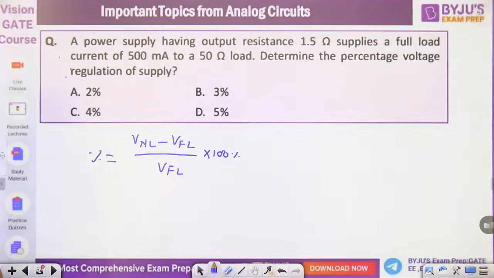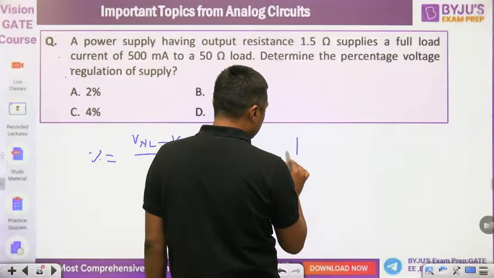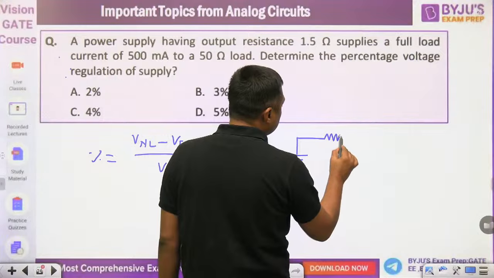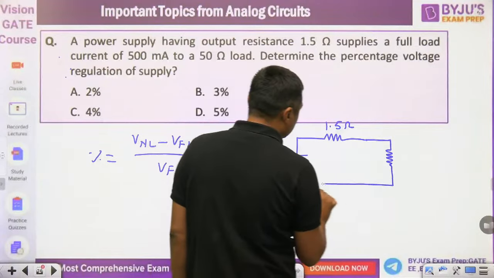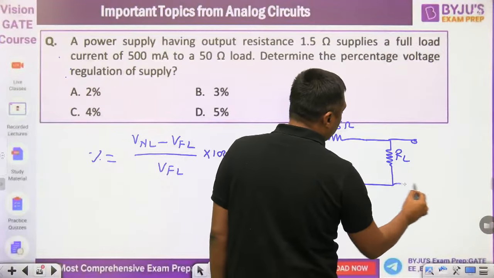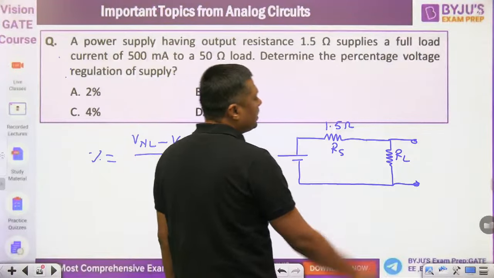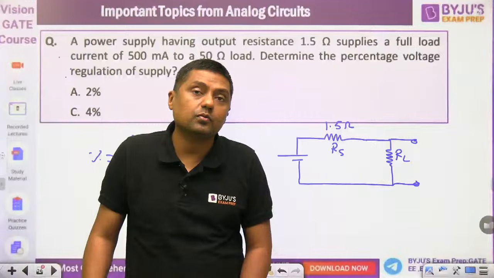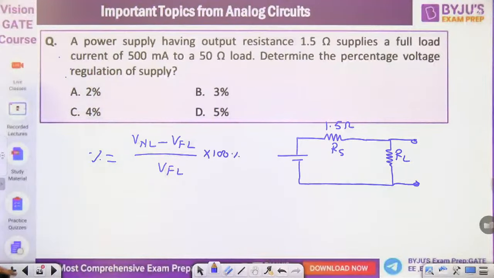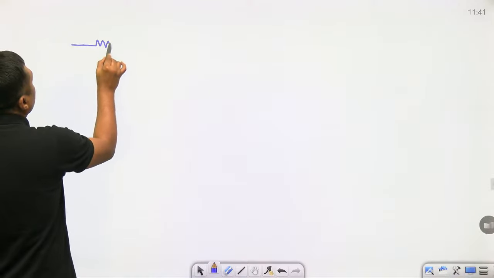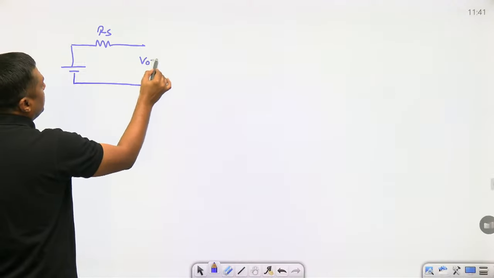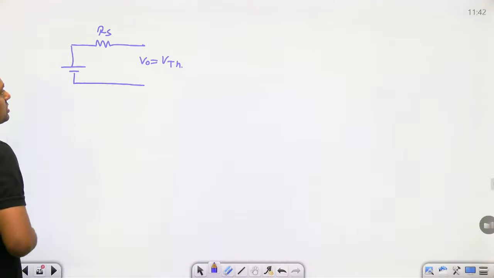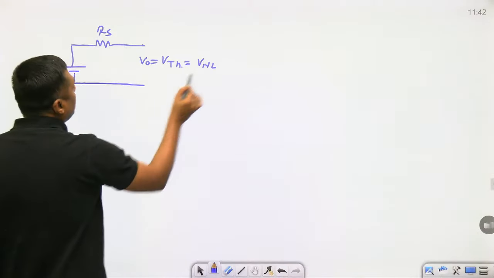Then 1.5 ohm. We have no idea about the voltage here. So what can we do? We can make a circuit here. No idea about this voltage, but the output resistance is given as 1.5 ohm. A 50 ohm load is connected here. You have the formula in terms of RS and RL. Tell me what is the formula. If you have an idea, okay. Otherwise, you can write that this is the no load voltage. What is the no load voltage when the load is infinite? So the no load voltage is VTH. This is called VNL. And what is the full load voltage?